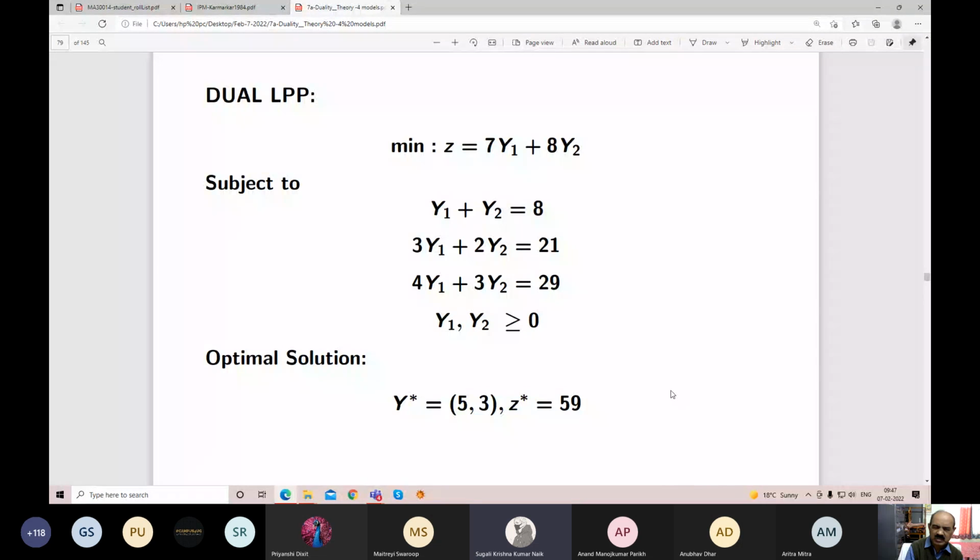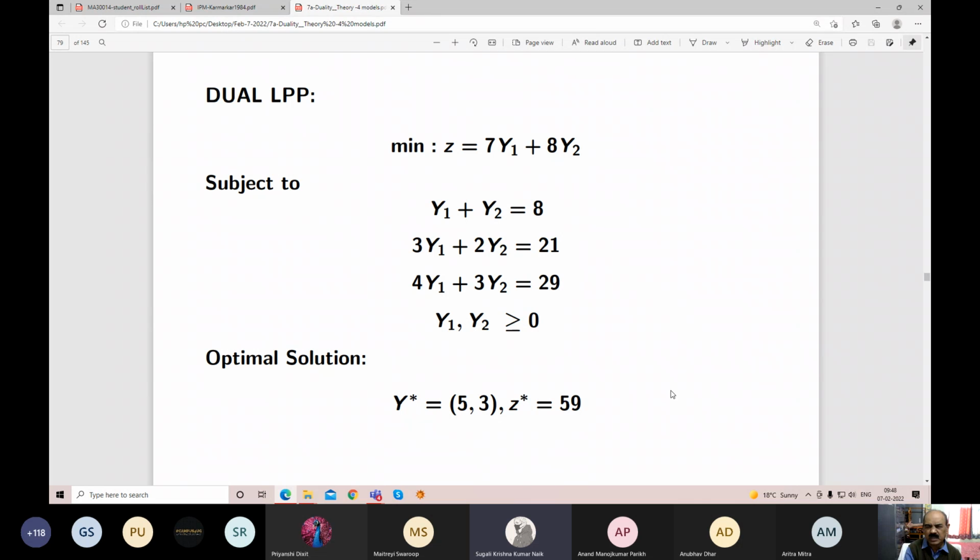Okay, so what is happening? Simply in logic, the first 2 I add. Y1 plus Y2 equal to 8. 3Y1 plus 2Y2 equal to 21. You add them, so 4Y1 plus 3Y2 equal to 9. So one of them you leave and solve. Okay, so this is fulfilled. 5, 3 fulfills all three equations.